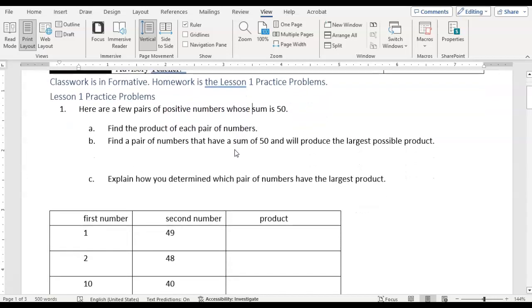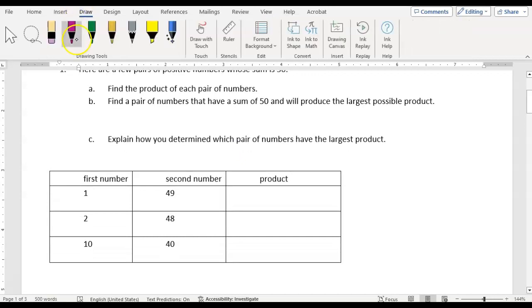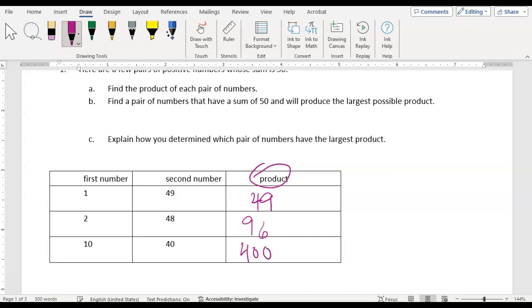All right, so here are a few pairs of positive numbers whose sum is 50. Find the product of each pair of numbers. So when we add these up, it will equal 50, right? And so then we want to think about what would the product be. So 1 times 49 is 49. The product, remember, means multiplication. 2 times 48 is 96. 10 times 40 gives us 400.